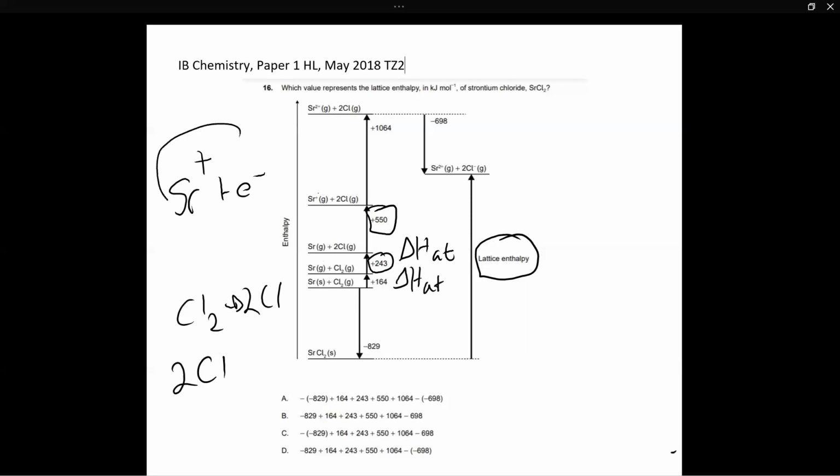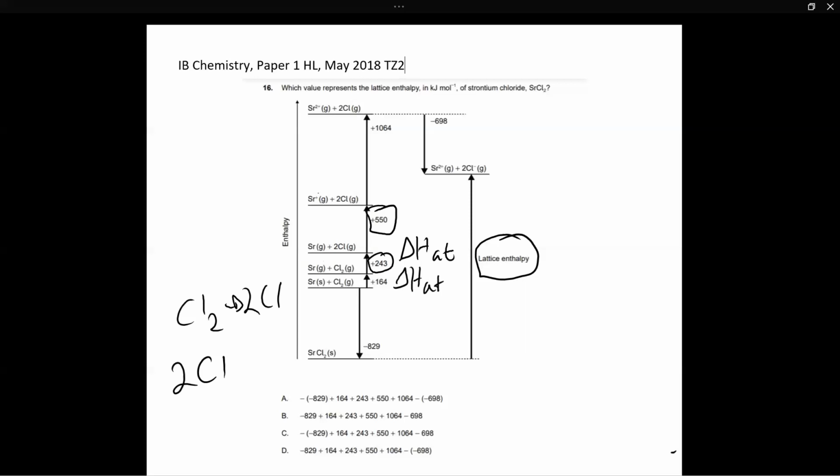And this reaction here, where Sr ionizes or forms an ion, is called first ionization energy, right? And what does this mean? Basically, the first ionization energy is the enthalpy change when 1 electron is removed from every single atom in 1 mole of gaseous atoms. So, in very simple terms, it's the enthalpy change when 1 mole of electrons is removed from 1 mole of gaseous atoms under standard conditions. That is basically what first ionization energy is.